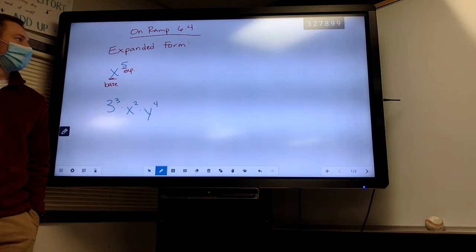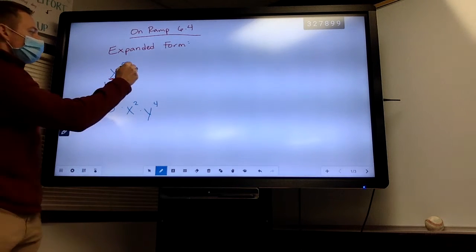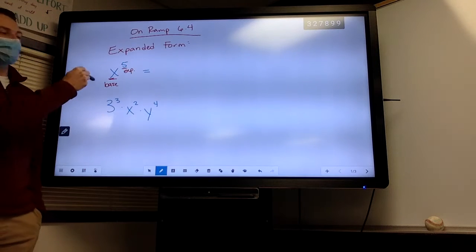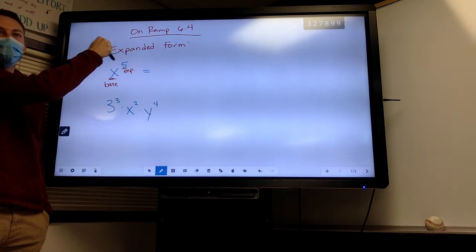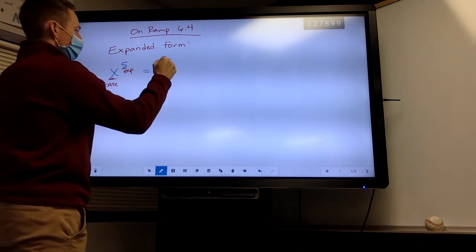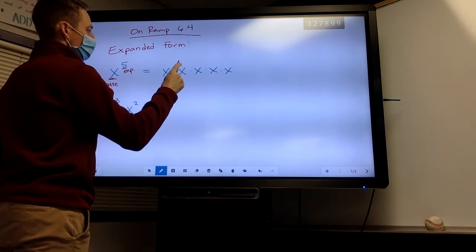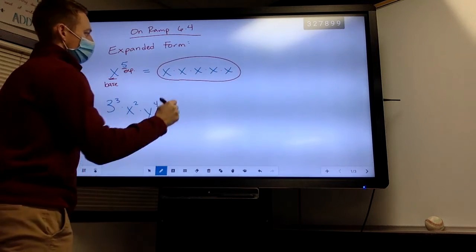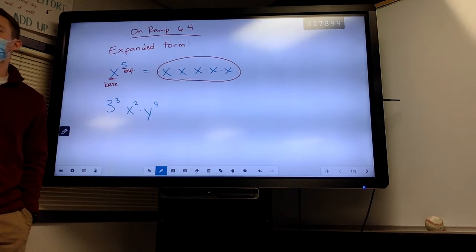X to the fifth. And if we want to write it in expanded form, we're just going to take our base number and write it the amount of times that the exponent is. So how many times are we going to write the x? 5 times. So it's just x times x times x times x times x. And that's our answer. We're just expanding that out. It's the expanded form.